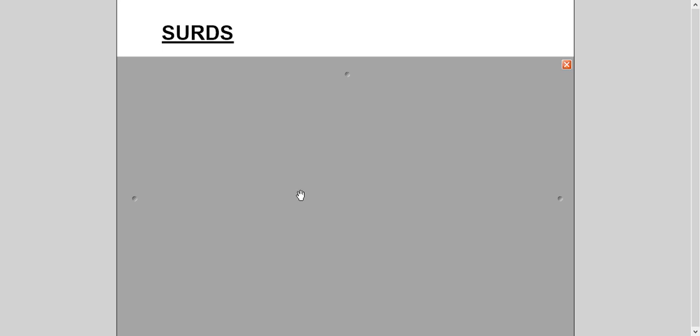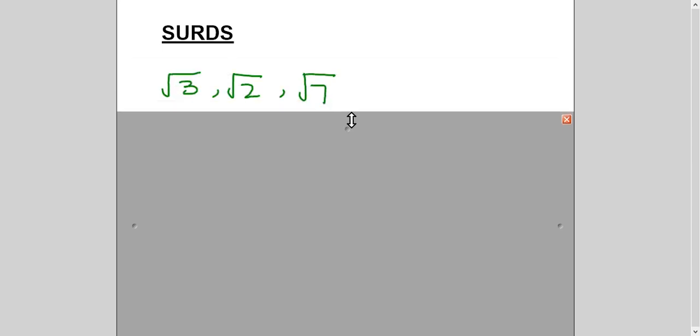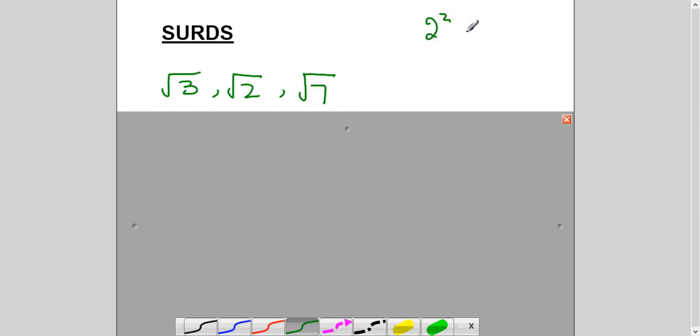So first of all, what is a surd? All those square root numbers which are non-perfect squares are called surds. Now, if you don't know what a perfect square number is, let me tell you. For example, if you square 2, your answer is 4. If you square 3, your answer is 9. If you square 7, your answer is 49. So these square numbers are called perfect square numbers, right?